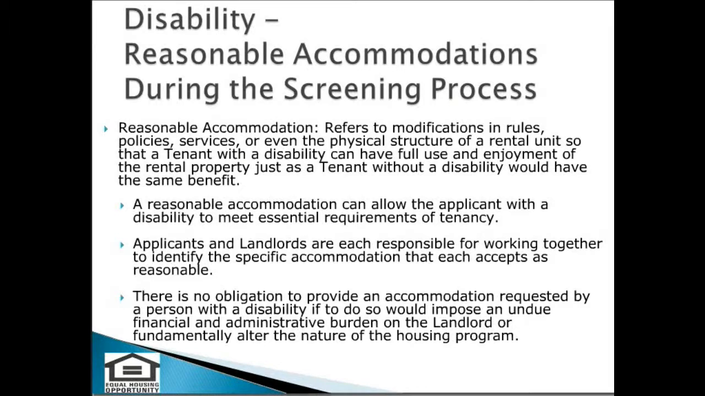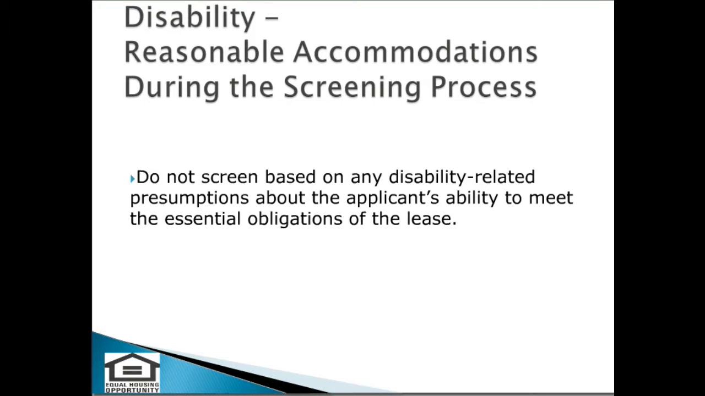If not, and the housing is market rate, then it is the tenant's responsibility to cover any cost associated with an accommodation. An example of a reasonable accommodation during the application process could be a request for assistance in filling out an application due to a tenant's cognitive disability, which, by the way, doesn't cost a dime. Do not screen based on any disability-related presumptions about the applicant's ability to meet the essential obligations of the lease. For example, you are worried that due to an applicant's mental health issues, he might cause problems in the community.